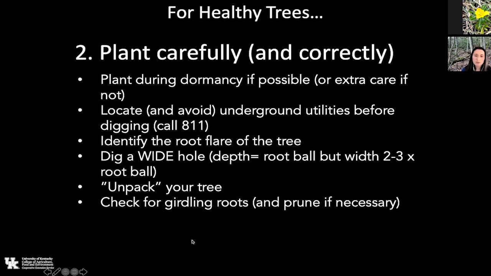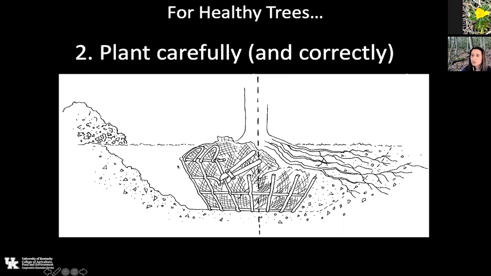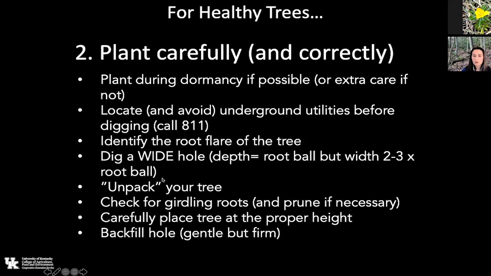So especially if you have a container grown tree, check for girdling roots and prune those if necessary. Then carefully place your tree at the proper height. So here's kind of an image of what that might look like with the flare right there at the soil level, getting rid of all of that packaging that comes with those trees so those roots can grow out in a nice wide hole. And then backfill that hole with soil, not new soil, not potting mix, but that same soil that you got out of there, gently but firmly.